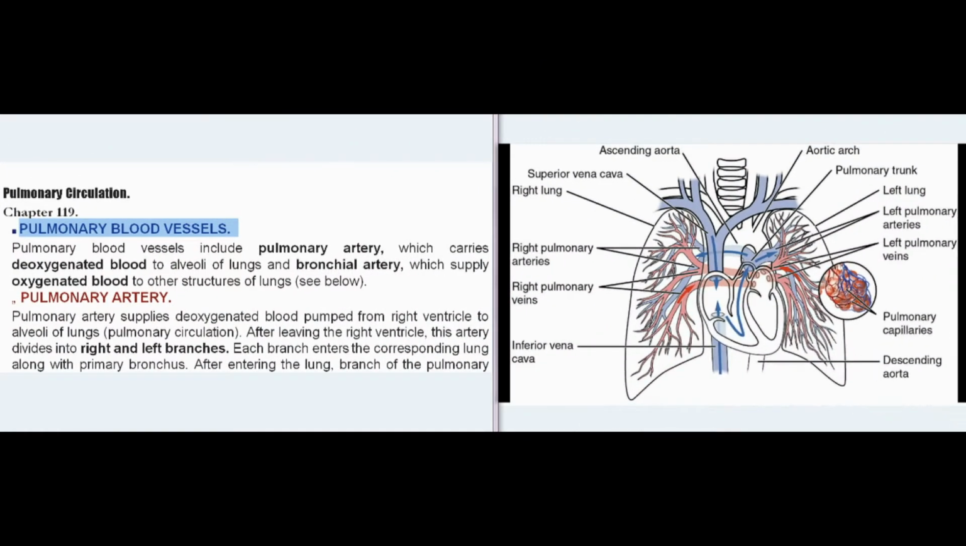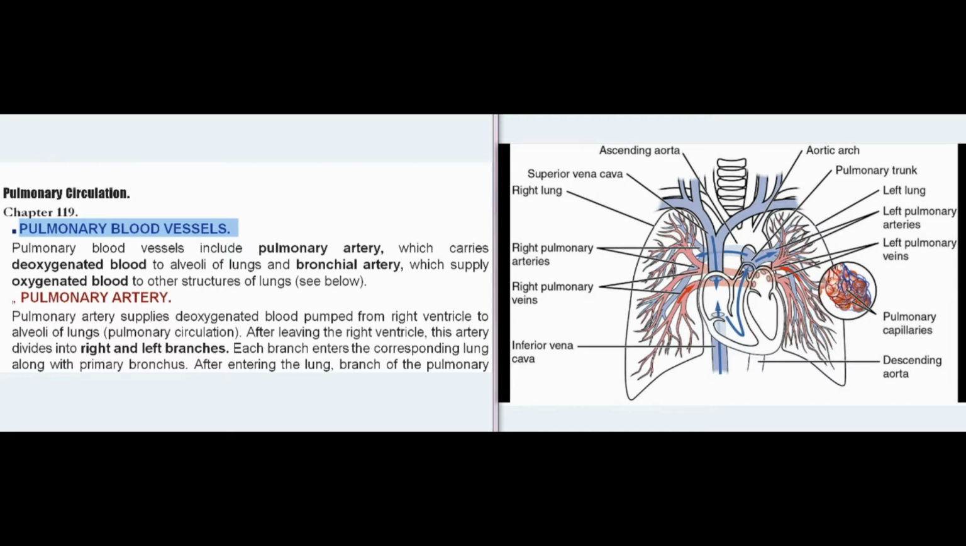Pulmonary Circulation. Chapter 119. Pulmonary blood vessels. Pulmonary blood vessels include the pulmonary artery, which carries deoxygenated blood to the alveoli of the lungs, and the bronchial artery, which supplies oxygenated blood to other structures of the lungs, see below.